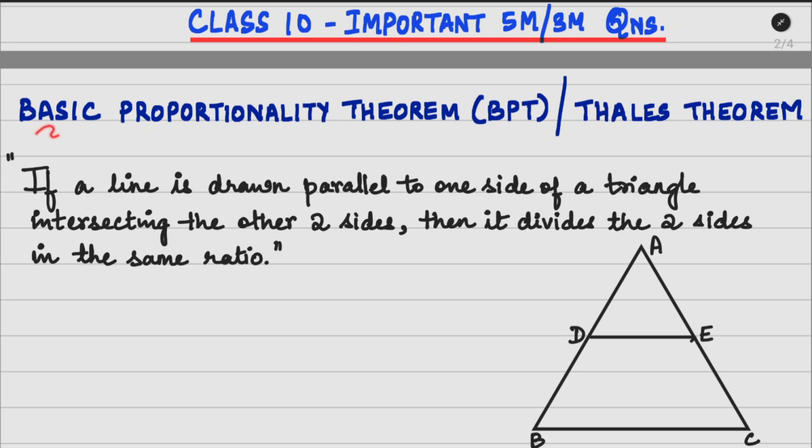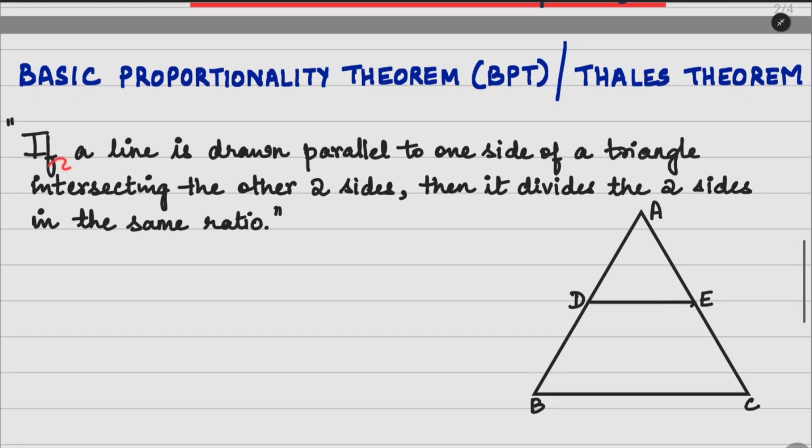So the theorem is called the Basic Proportionality Theorem, or BPT, or Thales theorem. What is the statement? The statement is, if a line is drawn parallel to one side of a triangle intersecting the other two sides, then it divides the two sides in the same ratio.